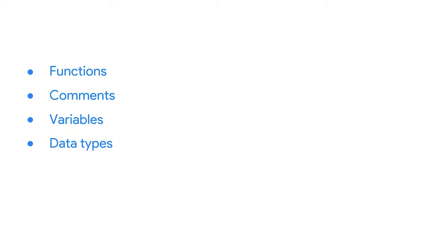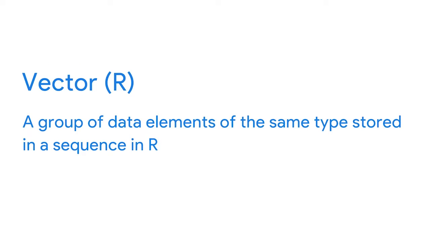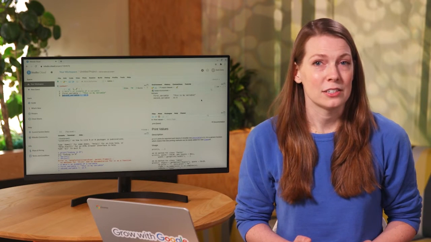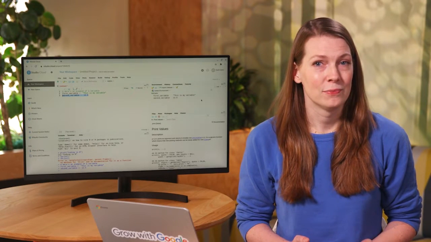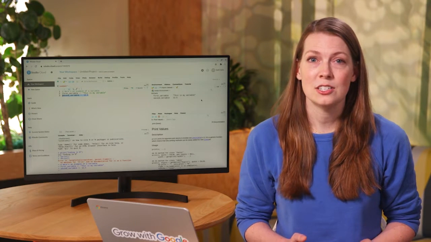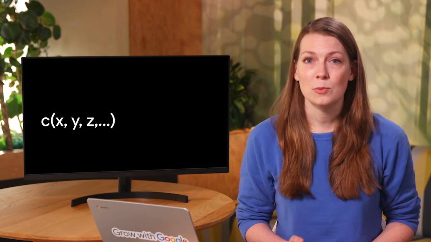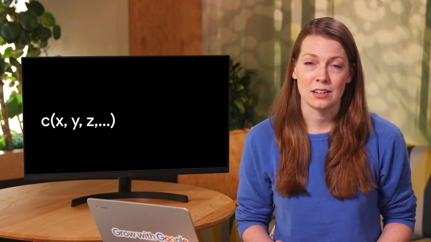Let's finish up with two more fundamental concepts, vectors and pipes. Simply put, a vector is a group of data elements of the same type stored in a sequence in R. You can make a vector using the combine function. In R, this function is just the letter C followed by the values you want in your vector inside parentheses. All right, let's create a vector. Imagine this vector is for measurement data that we need to analyze.